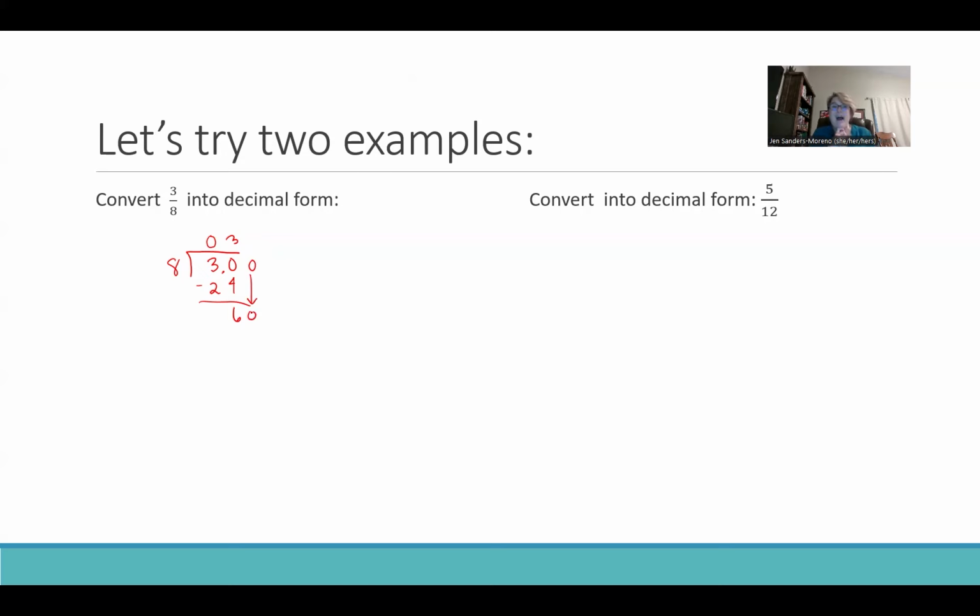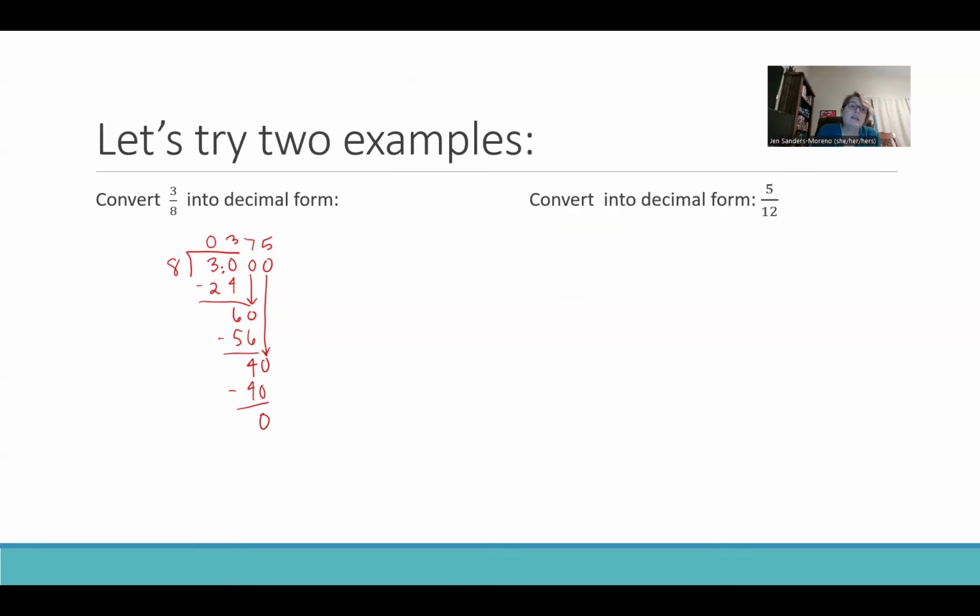Okay. How many times does 8 go into 60? I think that 7 for 56 is going to be our closest. 60 minus 56 is 4. Add another 0. It goes into 40 exactly 5 times, and we are done, almost. Okay. So, of course, we want our students to tell us what the answer is.